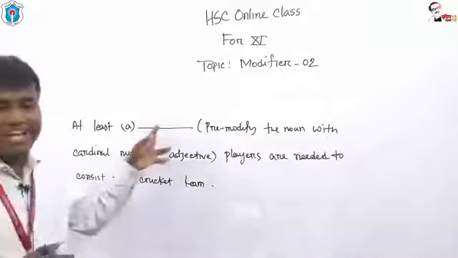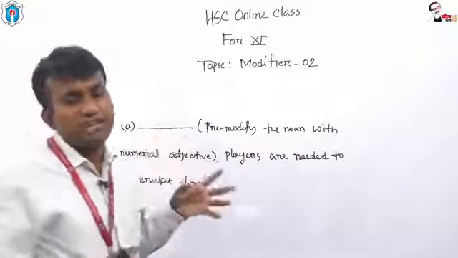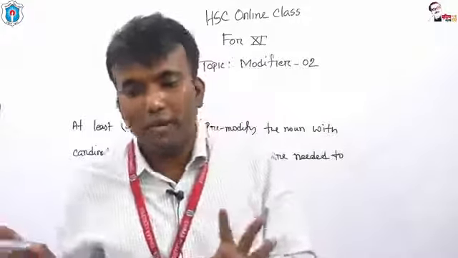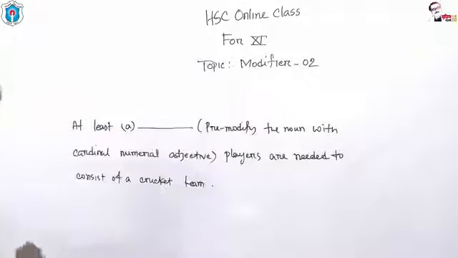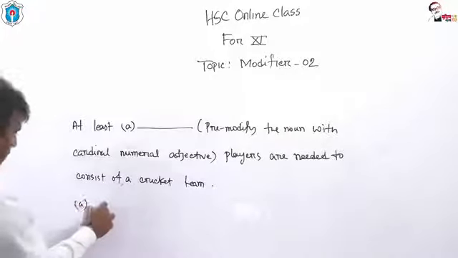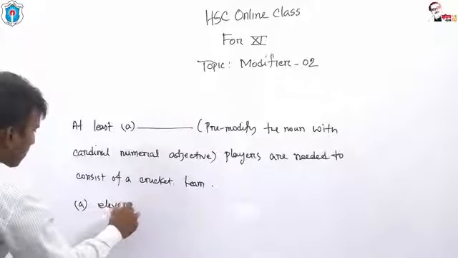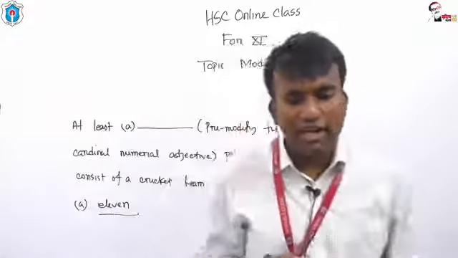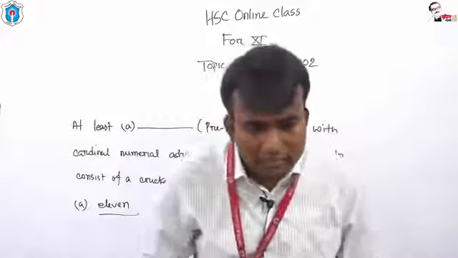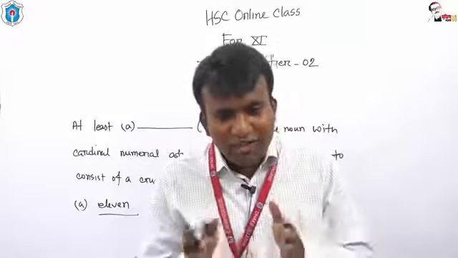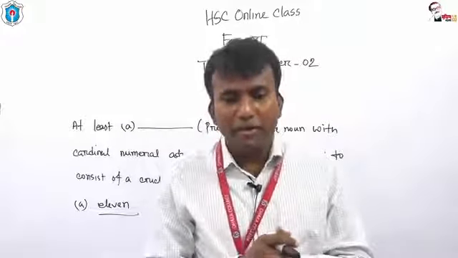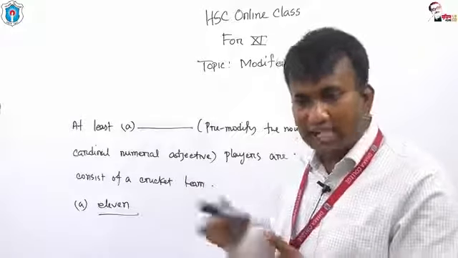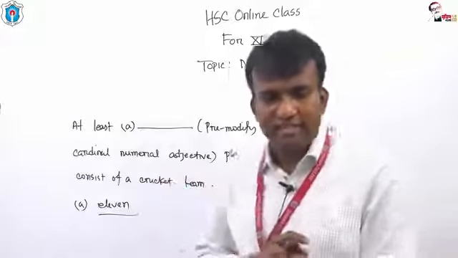What is a cardinal numeral adjective? It means 1, 2, 3, 4, 5, 6, 7, 8, 9, 10, 11, 12, and so on. Your answer should be 11. 11 is a cardinal numeral adjective. Don't use any capital letter, because the modifier that you are going to use appears in the middle of this sentence.